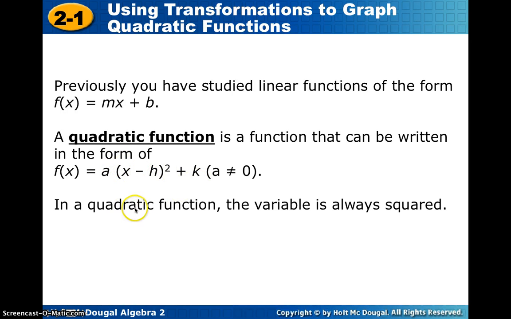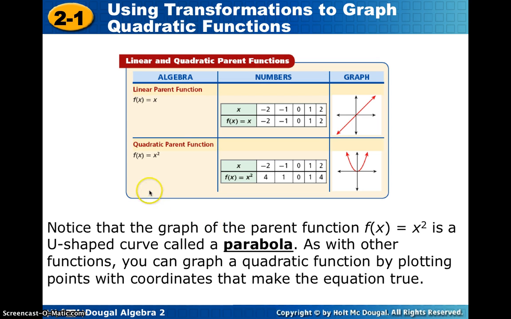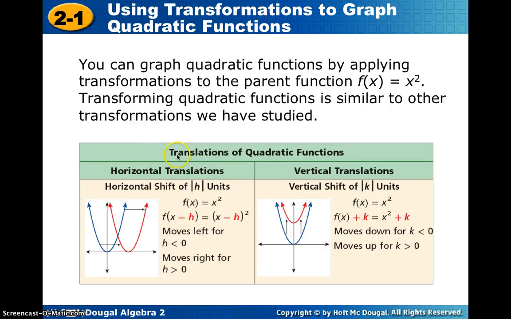And notice that quadratic functions all have a squared. It's the variable part squared. So the parent function for a quadratic is f of x equals x squared, and the shape of the graph is a parabola. Now you can graph these parabolas by plotting points, by plugging in and making a t-table. Or you can graph them by doing transformations to the parent function, f of x equals x squared.